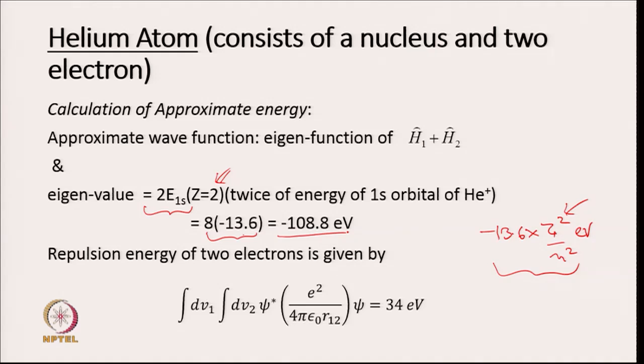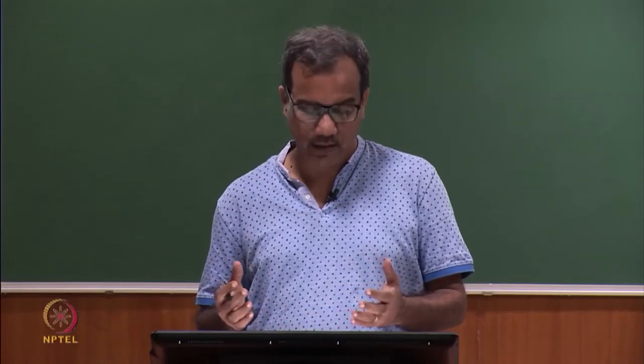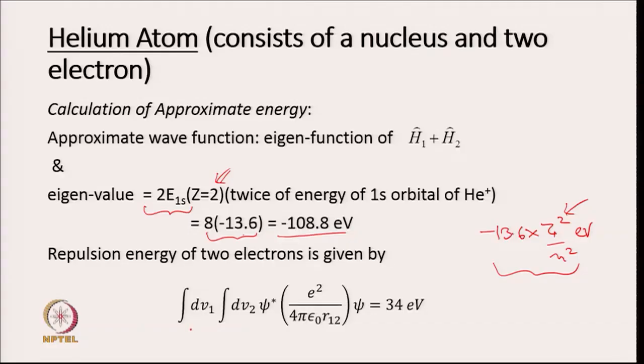So, till now we have calculated the energy ignoring the repulsion between the two electrons. Now, we will calculate the repulsion energy of the two electrons, and that can be given by this formula. So, this is the potential energy due to repulsion between the two electrons: psi star into this multiplied by psi and then dV1 and dV2. If I integrate this, what we are going to get is 34 electron volt. So, the repulsion energy of two electrons can be calculated using this method.